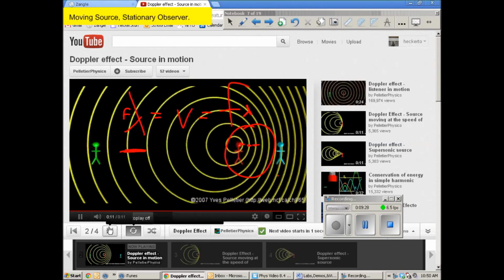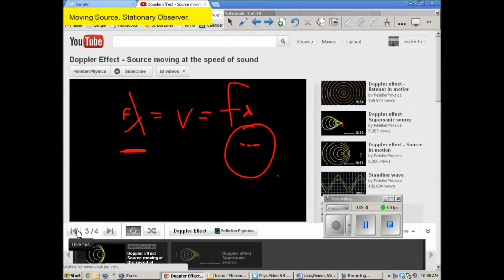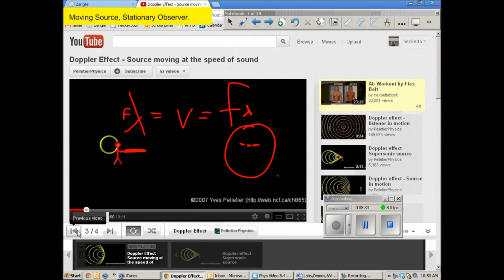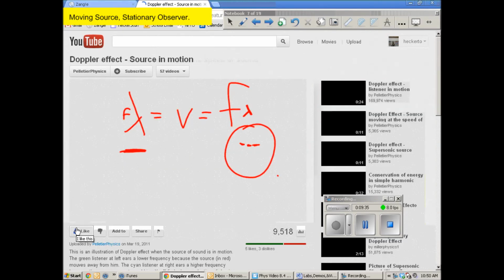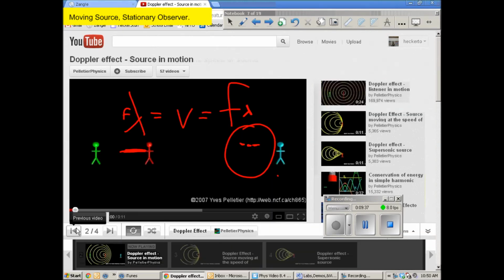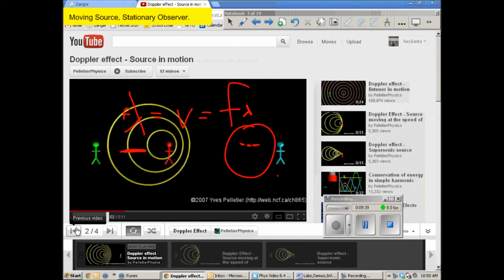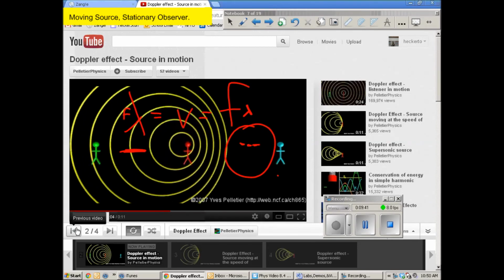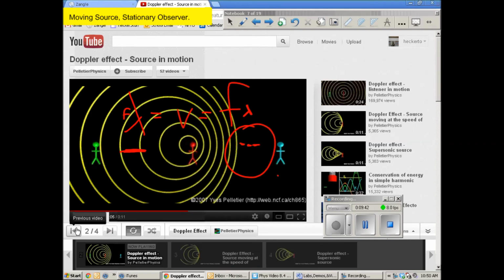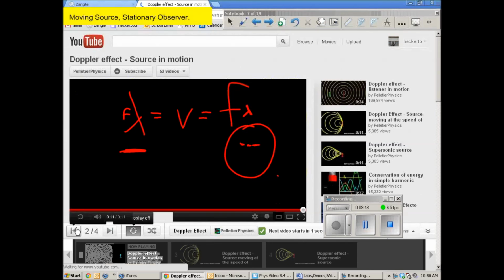Whereas the observer in front is getting hit at a high frequency. The observer in front is getting hit with a high frequency. You've got to wait for that first wave to get there. But once that first wave gets there, watch how quickly he gets hit. Boom, boom, boom, boom, boom. All right?